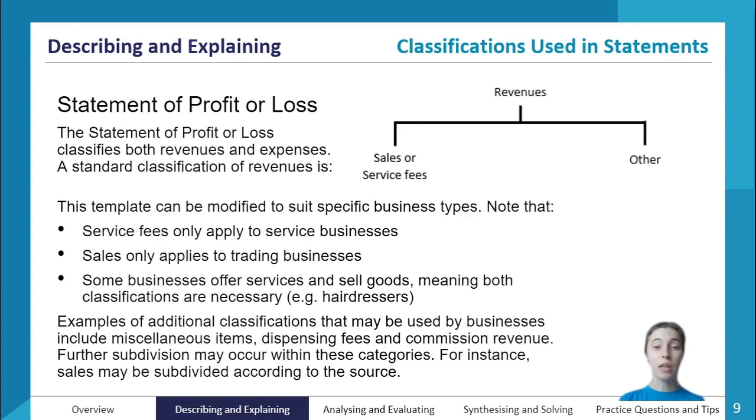And also further subdivision can occur within the categories as well. So sales could be subdivided according to the source of the sales. And that would probably occur in, like I said earlier, a bigger business where you need to organize things out more.